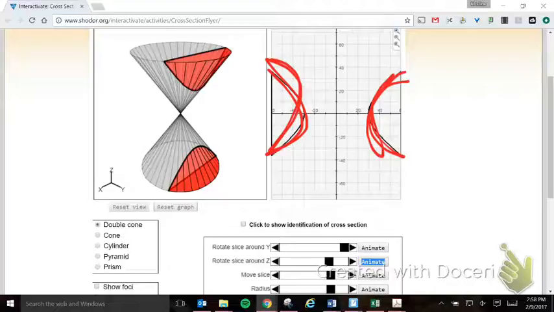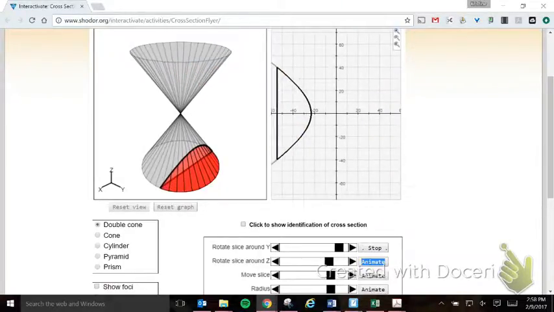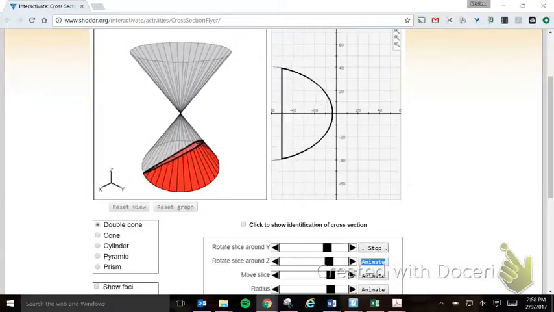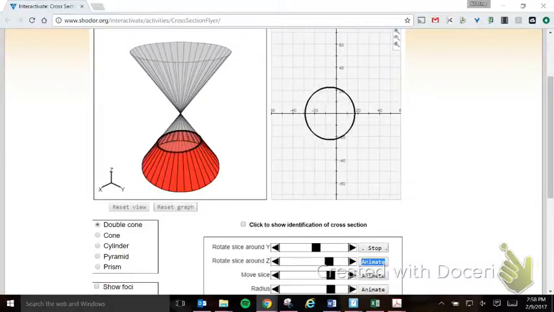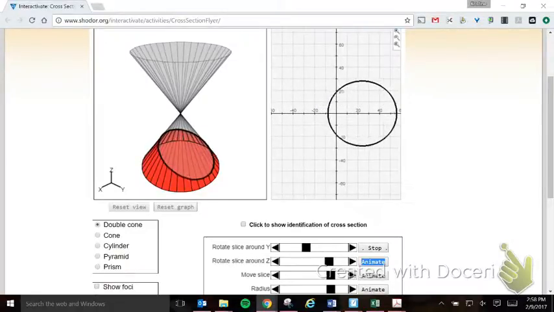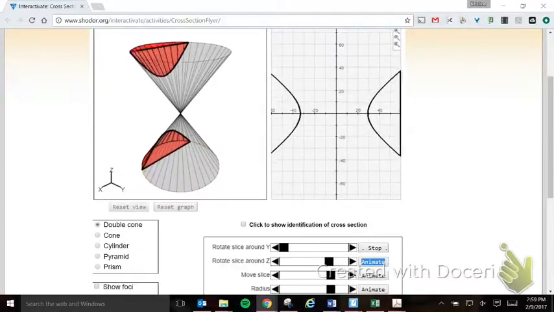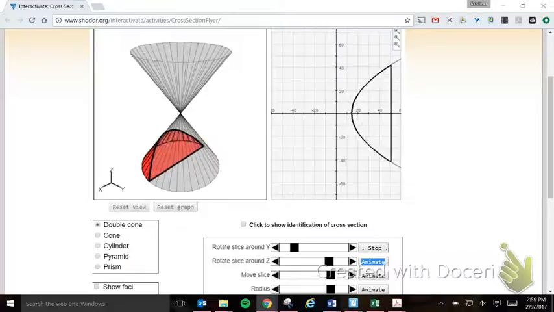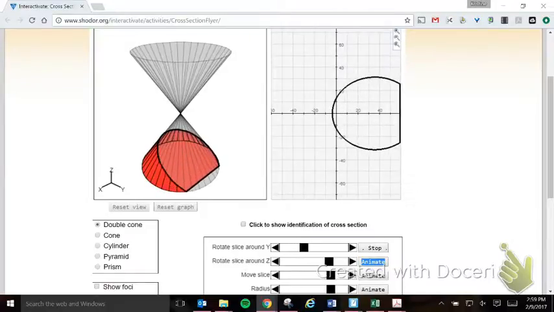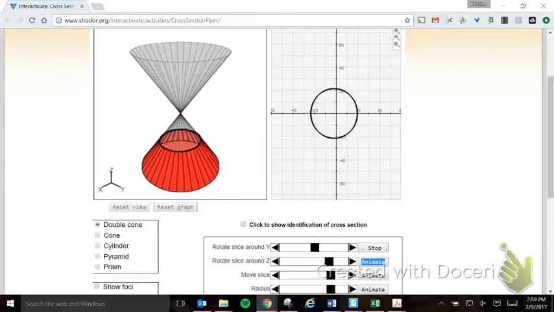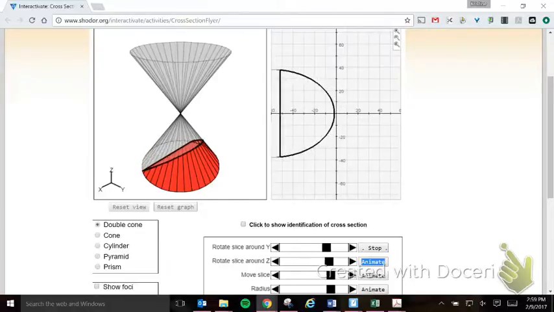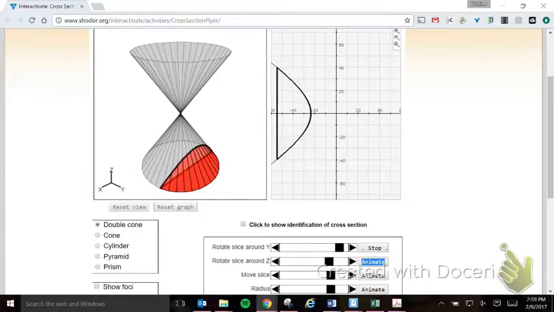Let this run for a little bit so you guys can see what's happening here. So parabola, and then it becomes an ellipse, and then it becomes a circle. So ellipse, parabola, hyperbola. Those are our four conic sections. We're going to look at circles, ellipses, parabolas, and hyperbolas.